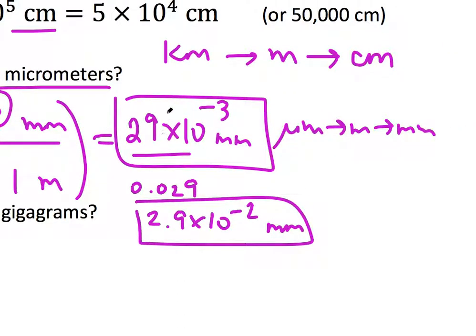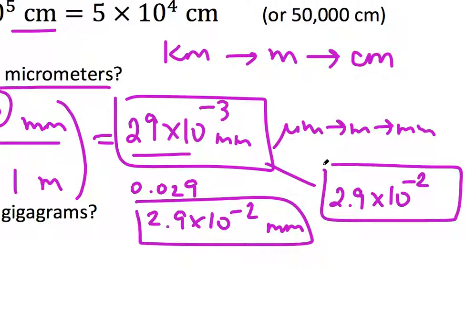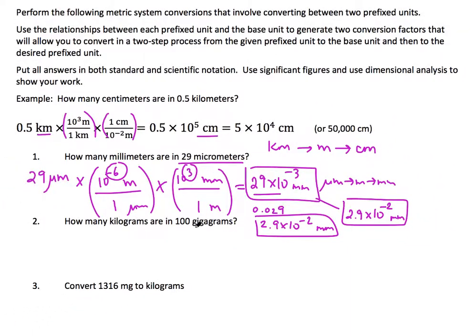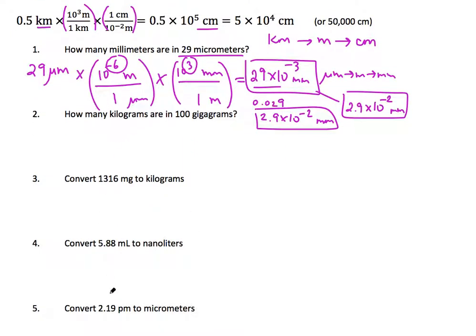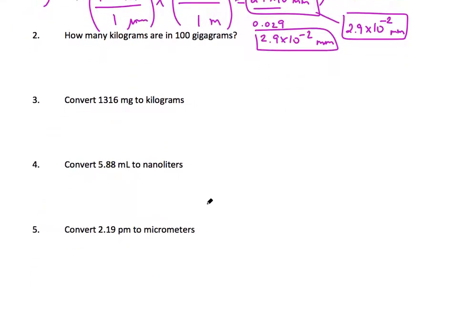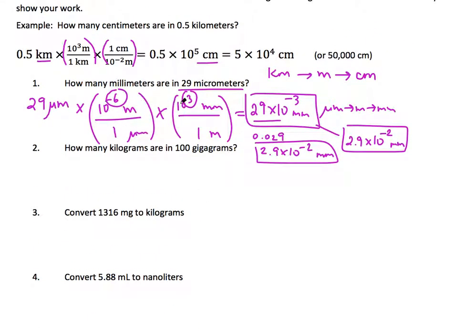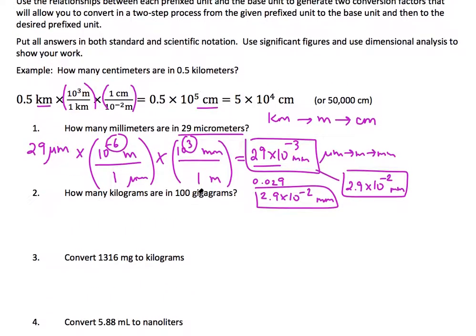My way is this number, I want to make it smaller by 1 power of 10. So I'm going to move it to 2.9. But then to compensate, I need to make this number bigger by a factor of 10, so it needs to be minus 2. So same number, just a different way of thinking about it. Okay, so all of these involve two conversions going through the base unit, and it will give you practice with these conversions. So good luck with that.